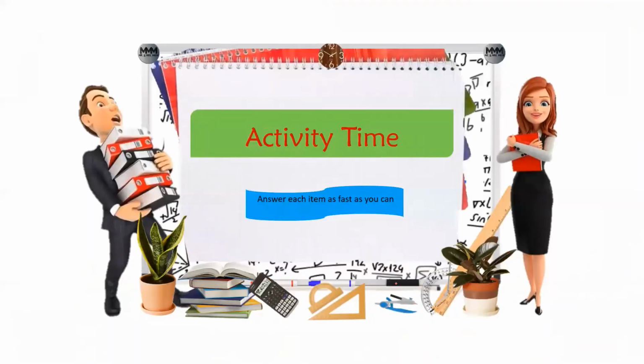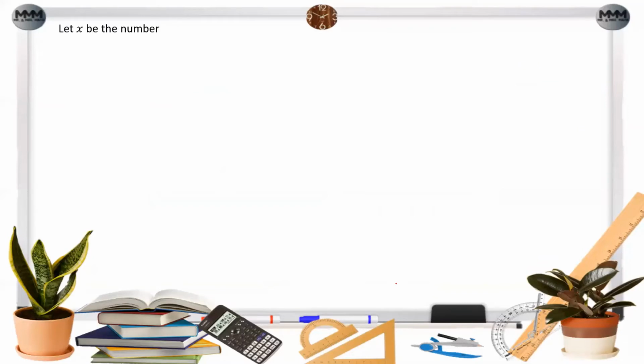It's activity time. Answer each item as fast as we can. So we let x be the number. First one, 1/3 of a number x is 10. The answer is 1/3 times x is equal to 10. So 1/3 is this one. Then "of" means we multiply it. And then a number x, and "is" means equal to 10. So we have 1/3 of x is 10.